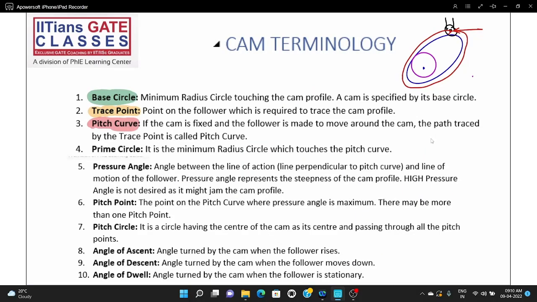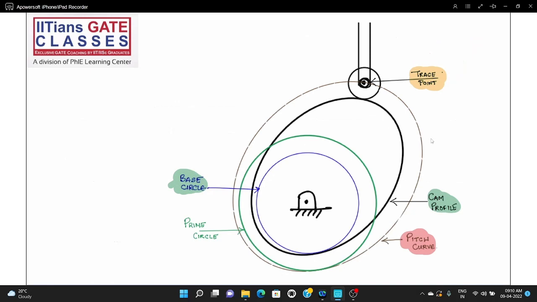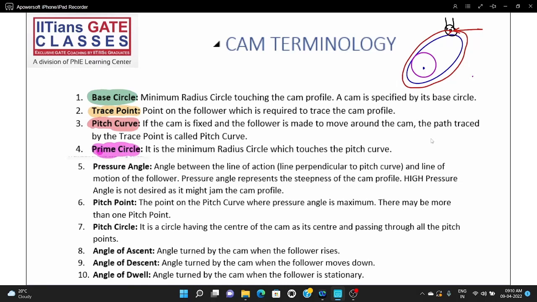And then you have the prime circle. What is the prime circle? It is the minimum radius circle which touches the pitch curve. If I keep on drawing, it becomes very hectic, so that's the last thing that I'm drawing. You can see the green color circle. It touches the pitch curve.